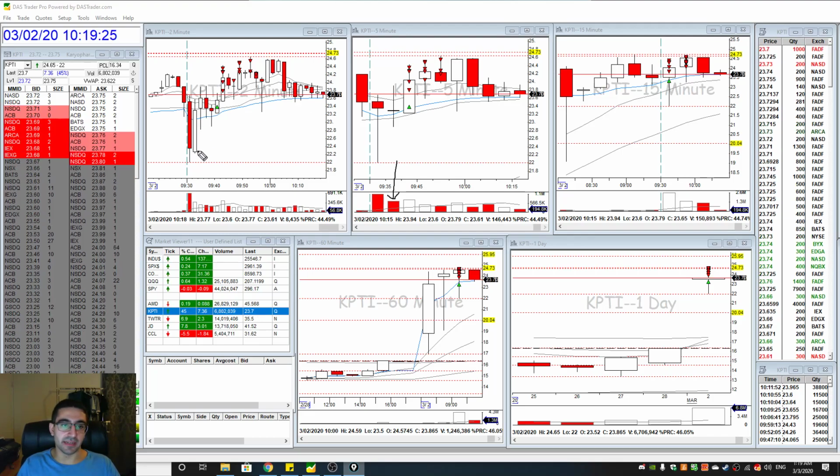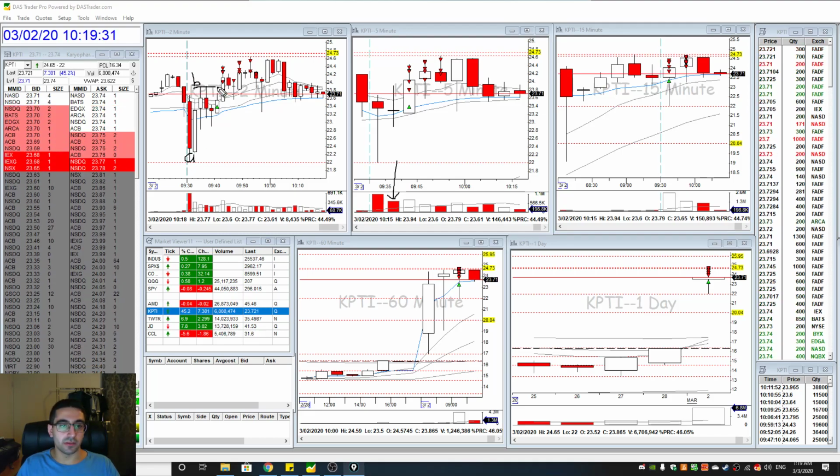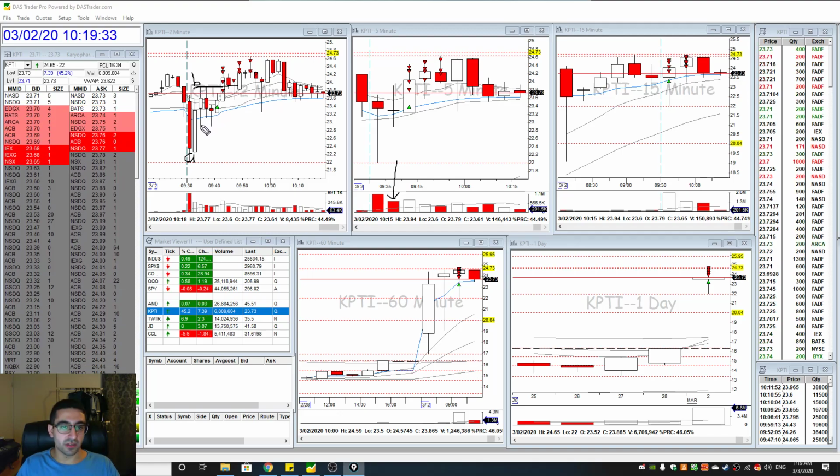looked like an ABCD. So I made this move up from the low of the day here, went up to B, this level here. On a pullback, you can see it tested VWAP. VWAP was a good support.